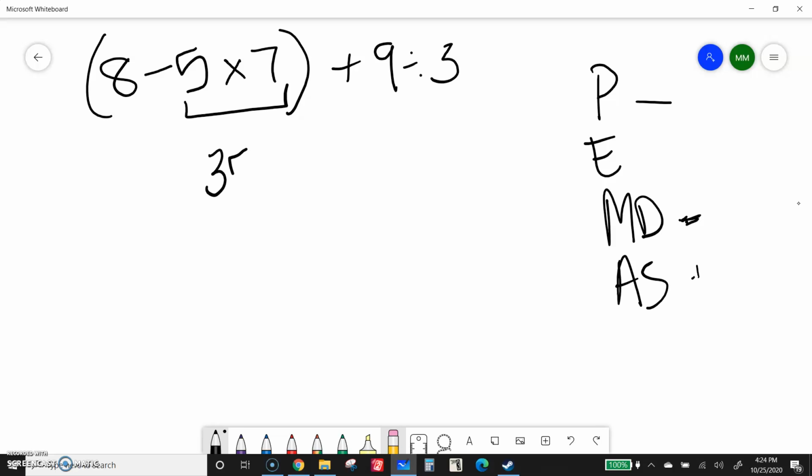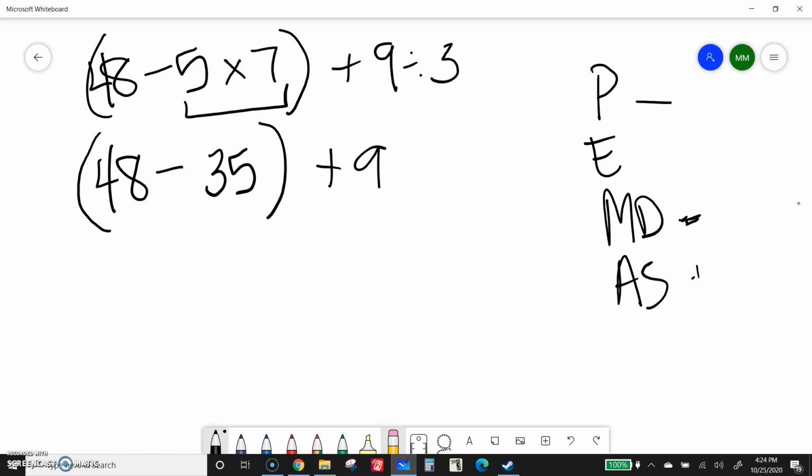So I have 35. I have 8 minus that. Whoopsies, Mrs. Morrison chose a bad example because this is going to be negative. Sorry about that. Let's pretend that this was 48. Again, I still have things to do inside my parentheses, so I don't get rid of them yet. Plus 9 divided by 3. I'm going to keep going with what's inside my parentheses. Okay, 48 minus 35 is 13.